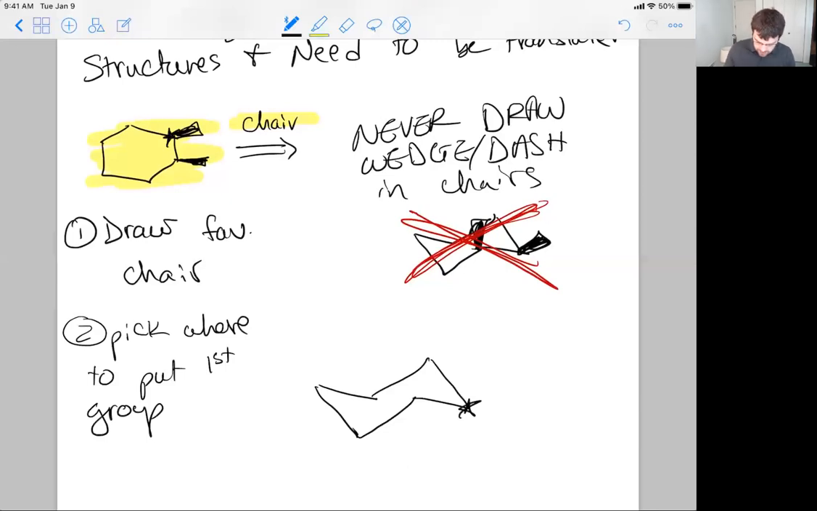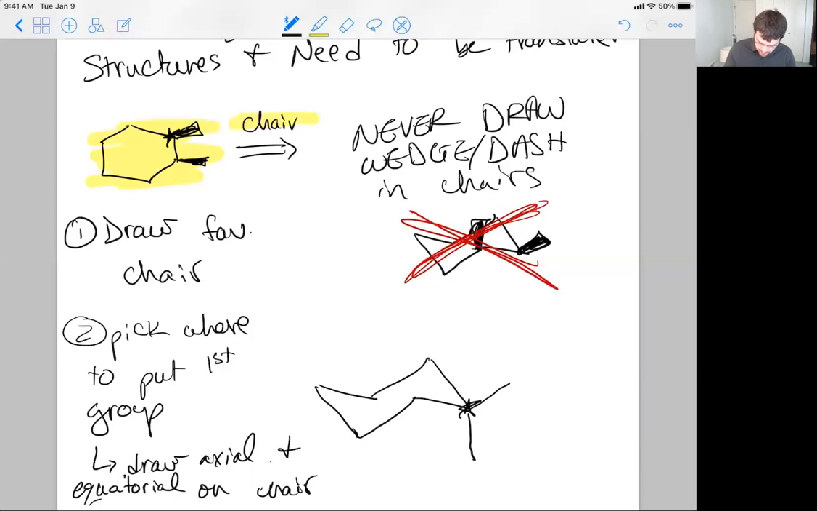Now what we want to do is add both positions. So draw the wedge and dash on the chair. Excuse me, I screwed that up. Draw the axial, we don't draw wedges and dashes on chairs. Draw the axial and equatorial on the chair. So here's my equatorial and here's my axial position.